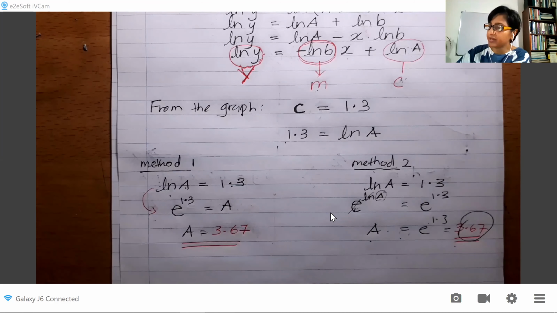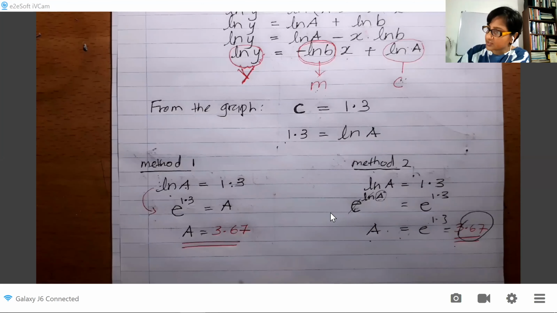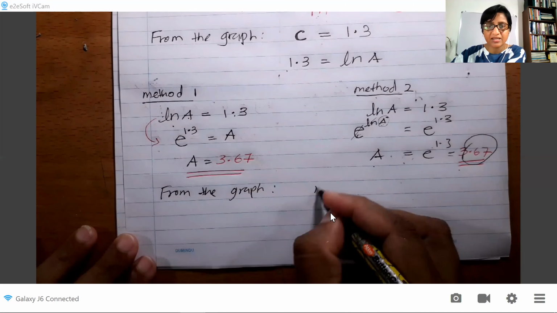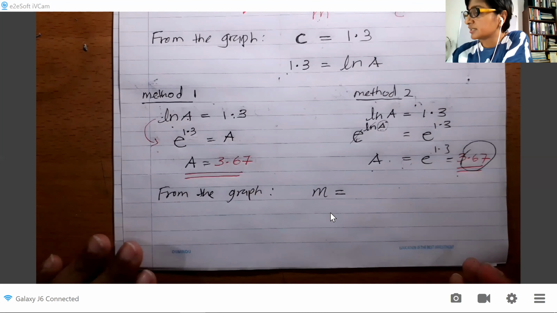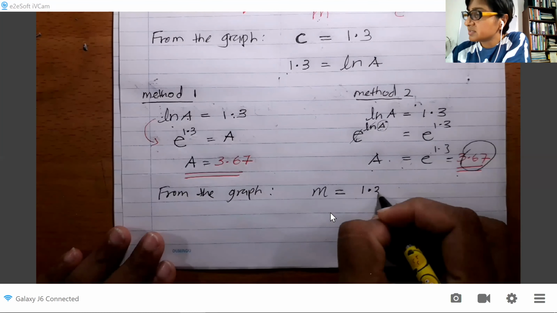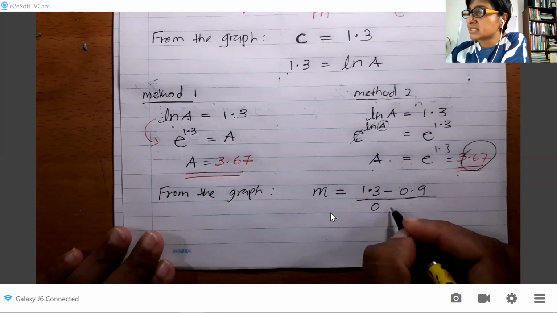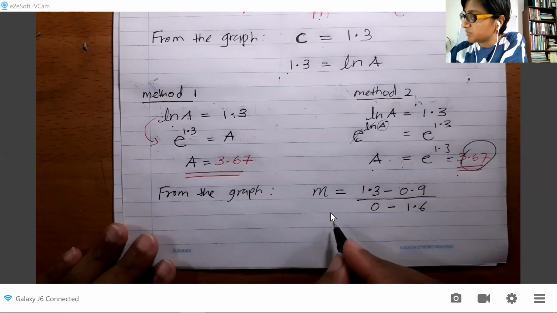Now to find b, you need the gradient. What is m? So again from the graph, you are given the coordinates of 2 points. Let's calculate m: 1.3 minus 0.9 over 0 minus 1.6. You get a negative gradient. How much is that? Can you find it?